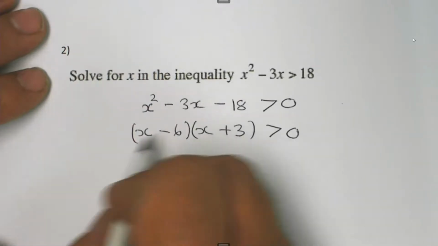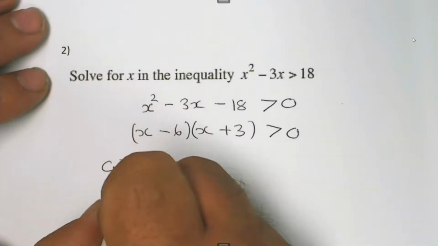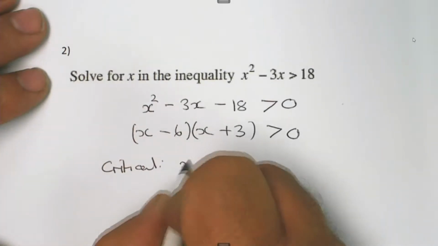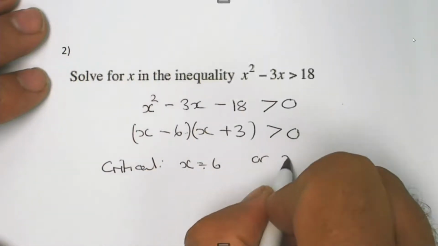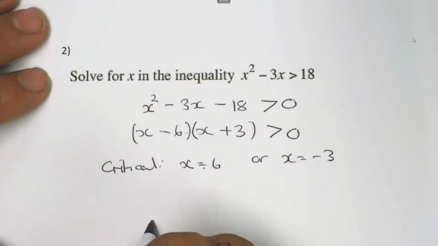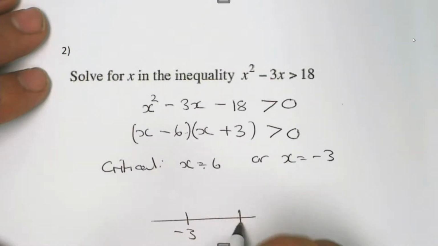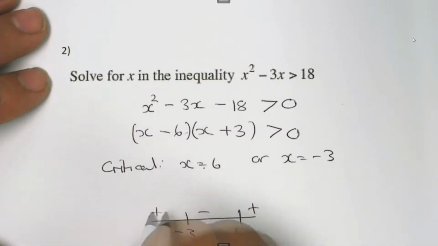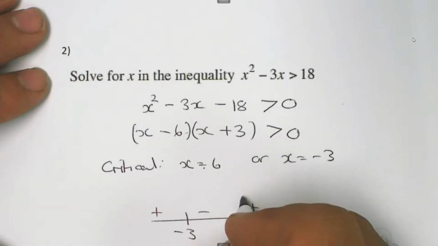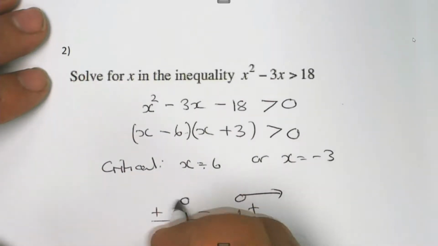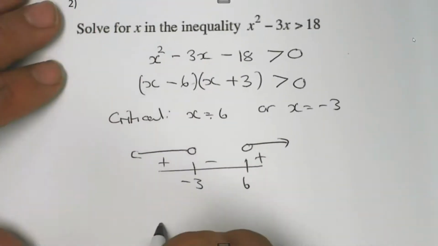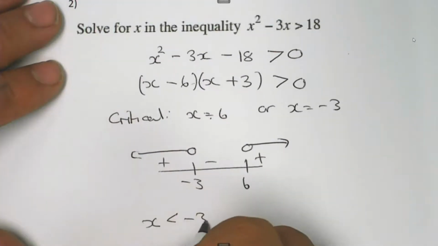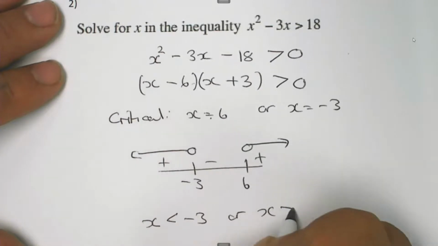Then we find your 0 values or your critical values. So which x value will make that 0? X equal to 6. Which x value will make that 0? X equal to negative 3. On your number line, you get negative 3 and 6. Plus, minus, plus. Where is it positive? It's positive there and there. So it's positive for x less than negative 3 or x greater than 6.